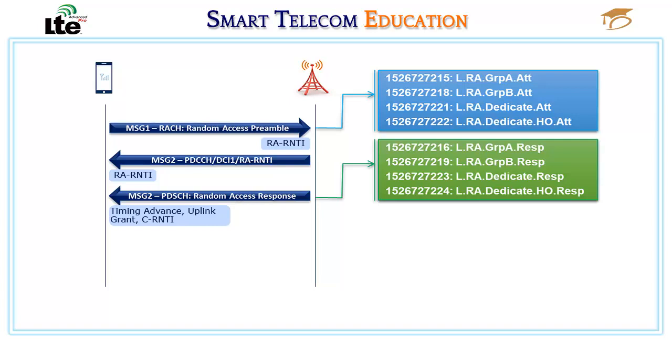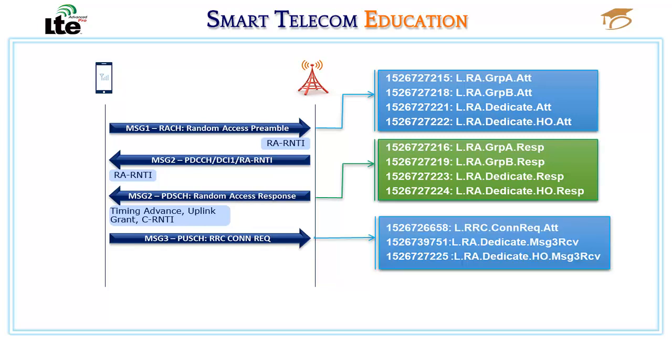After receiving the random access response message, the UE sends the RRC connection request message to the eNode B with an RRC cause, which can be for signaling or data. Then the eNode B increments the following counters by 1: the LTE RRC connection request attempt, LTE random access dedicated message 3 reception for non-contention based, and LTE random access dedicated handover message 3 reception for handover procedure.